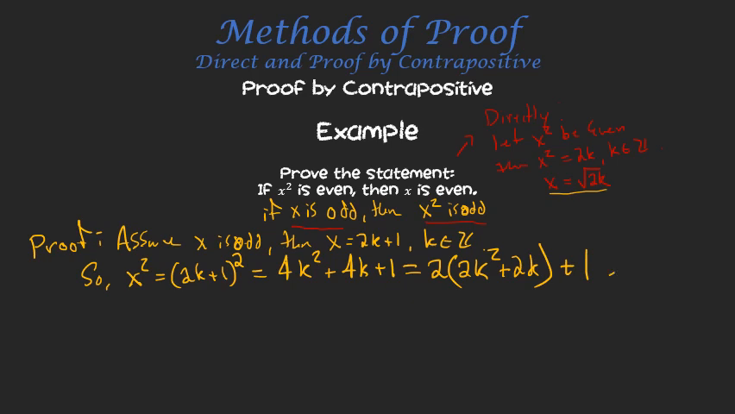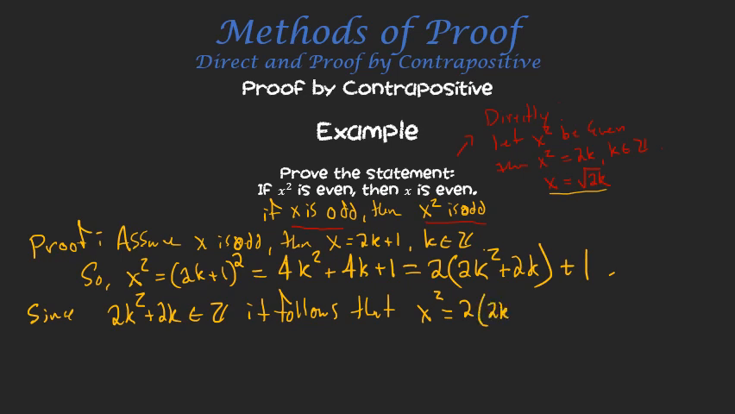And hopefully you know the next step. I just want to verify 2k squared plus 2k is an integer, which it is, so I'll just write it. Since 2k squared plus 2k is an integer, it follows that x squared, which we wrote as 2 times 2k squared plus 2k plus 1, we've written as 2 times some integer plus 1, and so we know that this must be odd. And there's our proof.